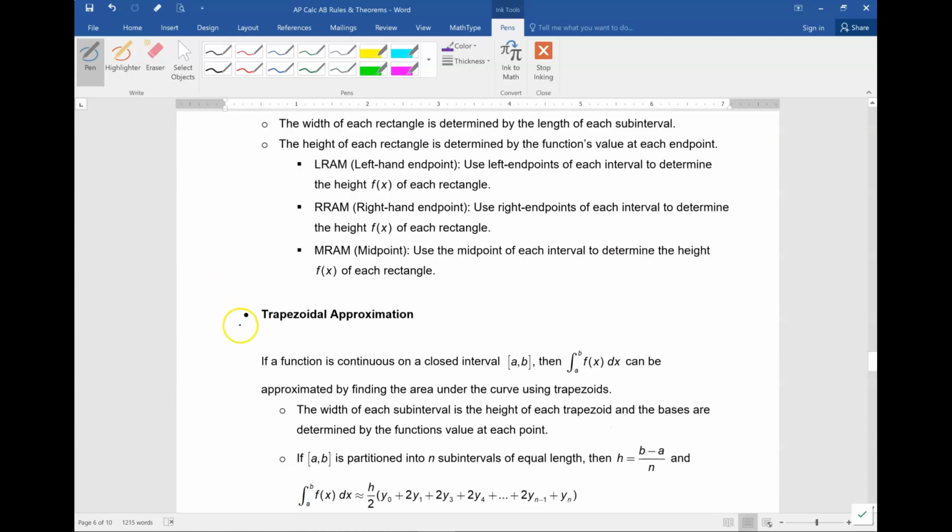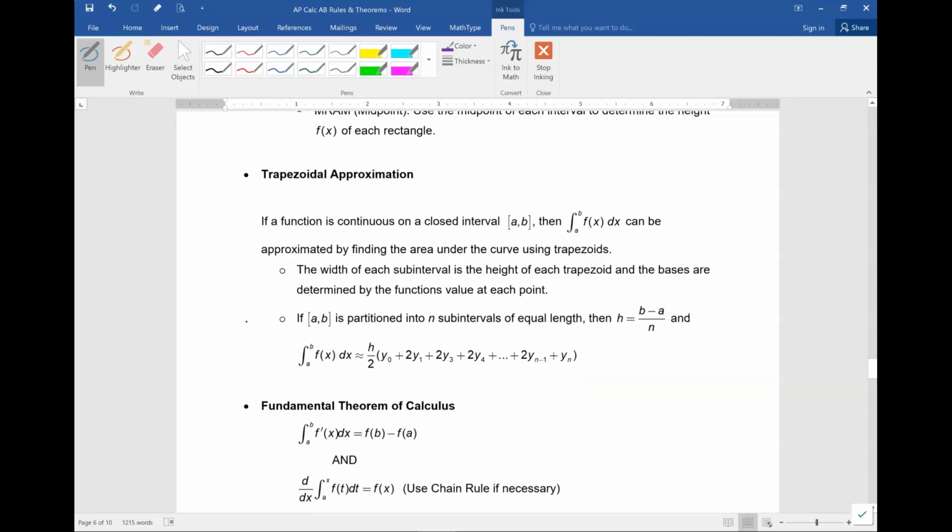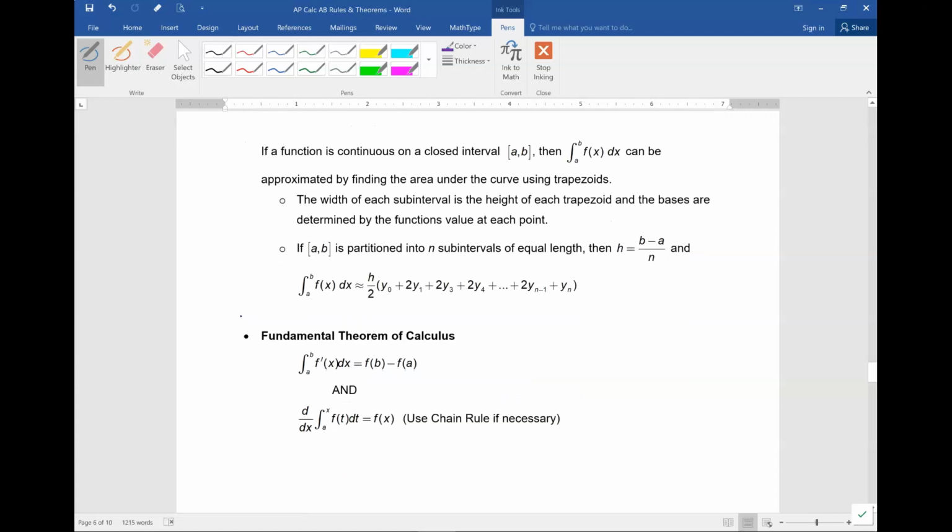I think we're all good on LRAM and the Riemann sums and the trapezoids, right? Yeah? Okay.